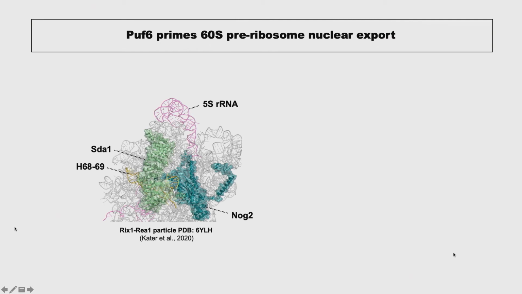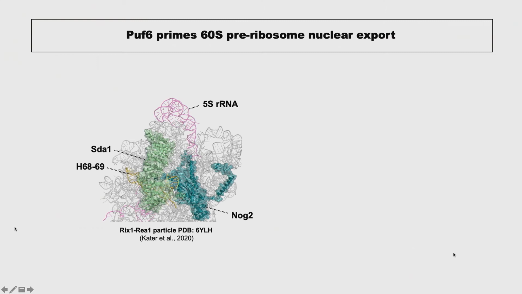for other assembly factors called SDA1 and NOC2. And NOC2 is an important player, a checkpoint protein before allowing the nuclear export of the particle from the nucleus. And we hypothesize that if helix 68 is not docked in this position, this binding site couldn't be properly formed for these two factors, and their association with this particle would be impaired.